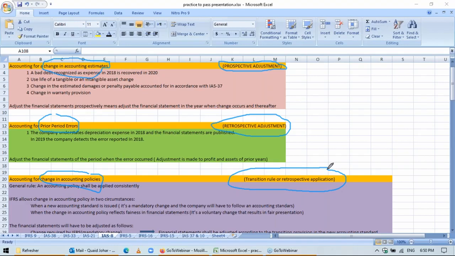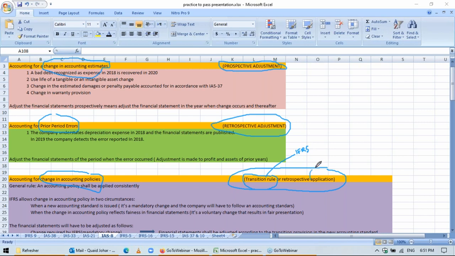Whatever the standard says. In one of the standards, like borrowing costs, once a change occurred, they said to apply it prospectively. So even though it was a change in policy, we had to apply it prospectively. It depends on the standard, and that principle that tells you how to apply the new policy in the accounting standard is known as the transition rule. So when is the transition rule used? It is used when the change is required by an IFRS, right?